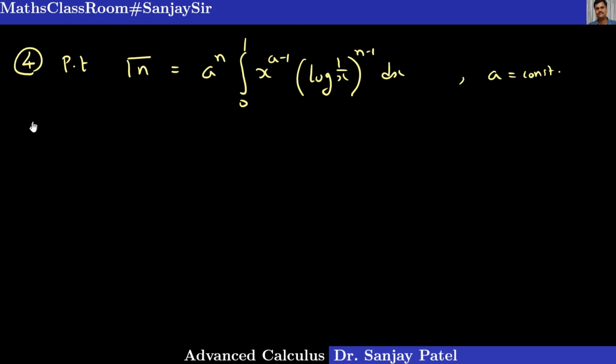Let us prove. To prove this, I will start with the right hand side, as it looks something complicated. So consider the RHS, that is a raised to n, integral 0 to 1. Remember, here gamma is expressed in terms of this integral where limits are both real numbers. In the definition of gamma function, limits of integration are not reals. One limit is infinity.